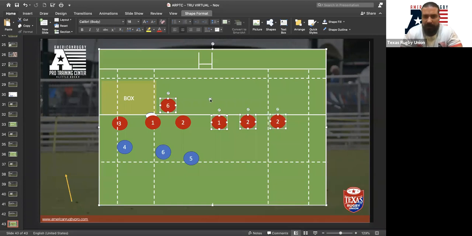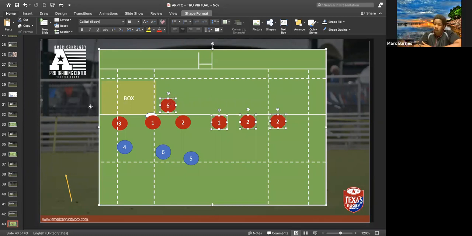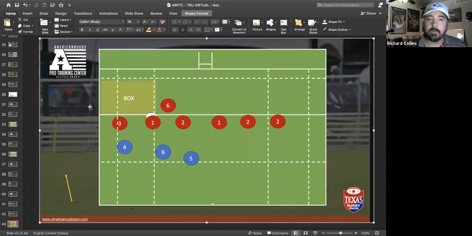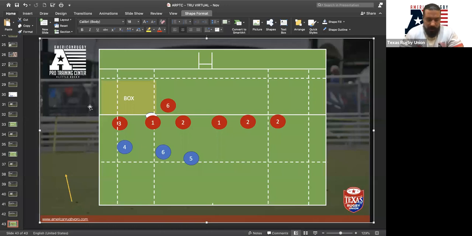Does that make sense? Is that okay with everybody? Yes. Yep. Is this something that we can take back to our clubs and try and start implementing? Yeah. Yep. Excellent. Okay. So any other questions around ruck policies or decision making around them?